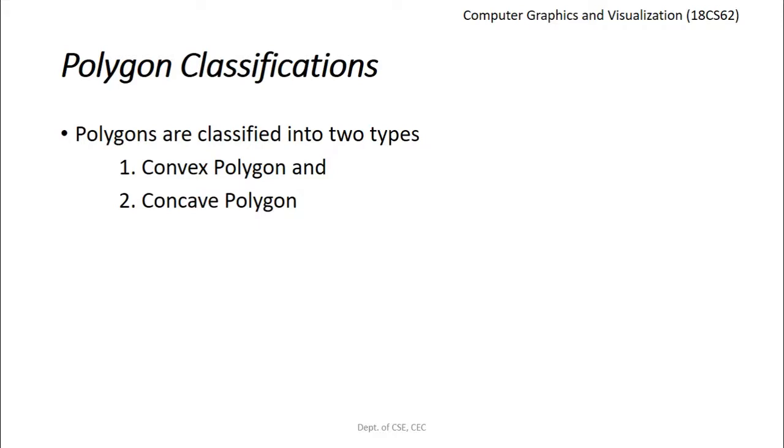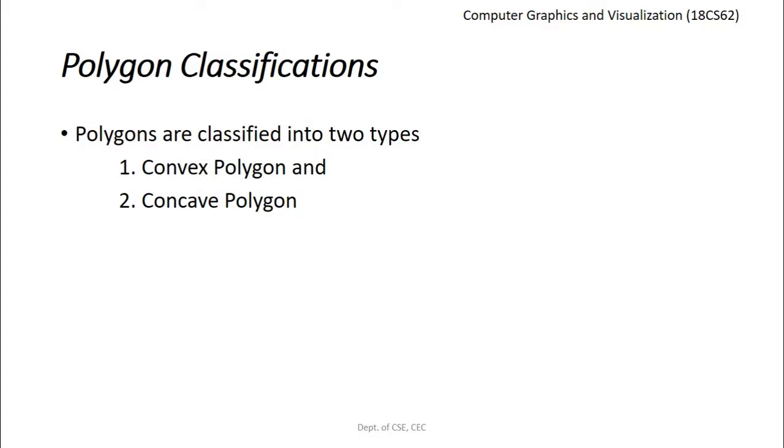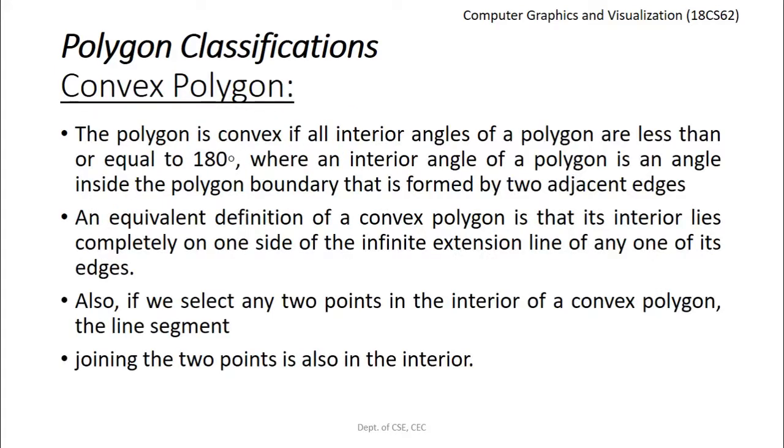Polygons are classified into two types. We have convex polygon and concave polygon. There are two classifications of polygon. First one, we have something called a convex polygon, and then we have something called a concave polygon. Let us see what we mean by convex and concave polygons. First, let us try to understand what we mean by convex polygon.